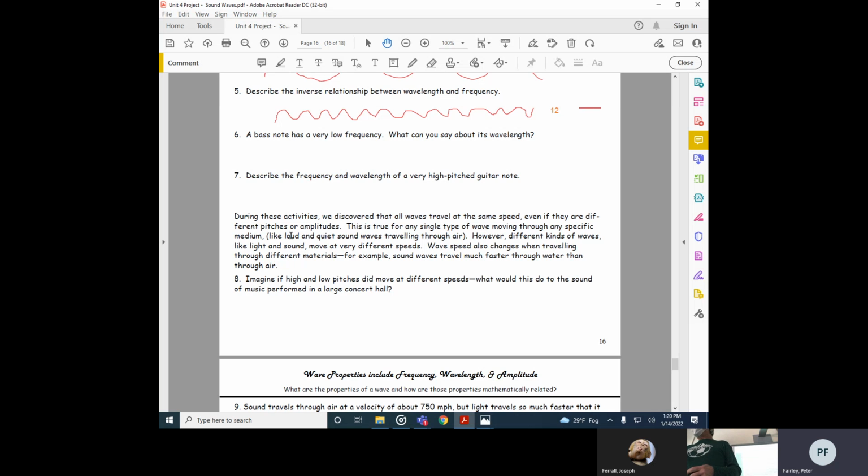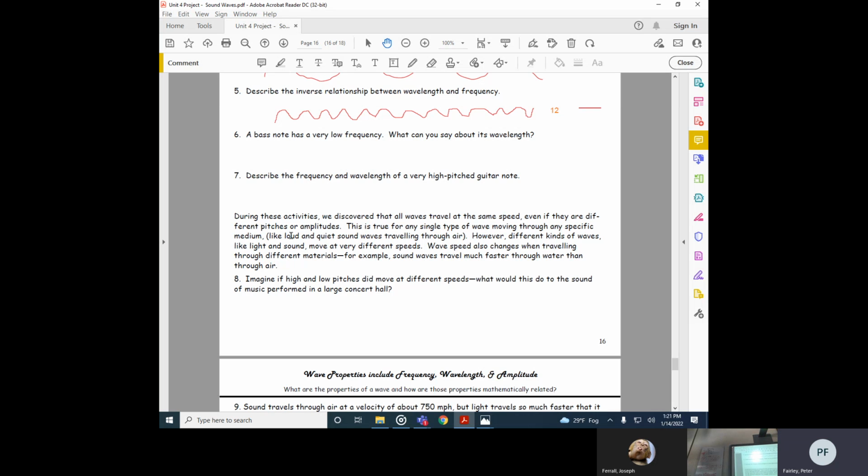Does that make sense? So waves travel at different speeds through different materials. We're going to talk more about that in the future. But look at question 8. Imagine if high and low pitches did move at different speeds. What would this do to the sound of music performed in a large concert hall?